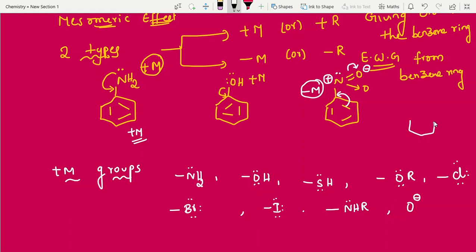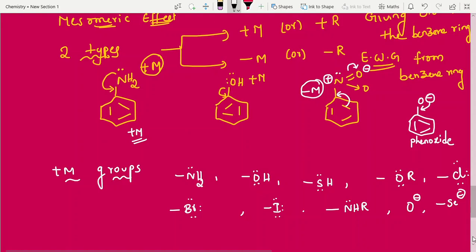Suppose the condition is like this: O minus, which we call the phenoxide ion. Phenol, after losing hydrogen, gives the phenoxide ion. It is also electron rich. How it got the negative charge is not our concern. So is it giving electrons to the benzene ring or not? Yes, it is giving electrons to the benzene ring, then it is plus M. Next, selenium examples also. Okay, these are the frequently asked examples I have written here, students.